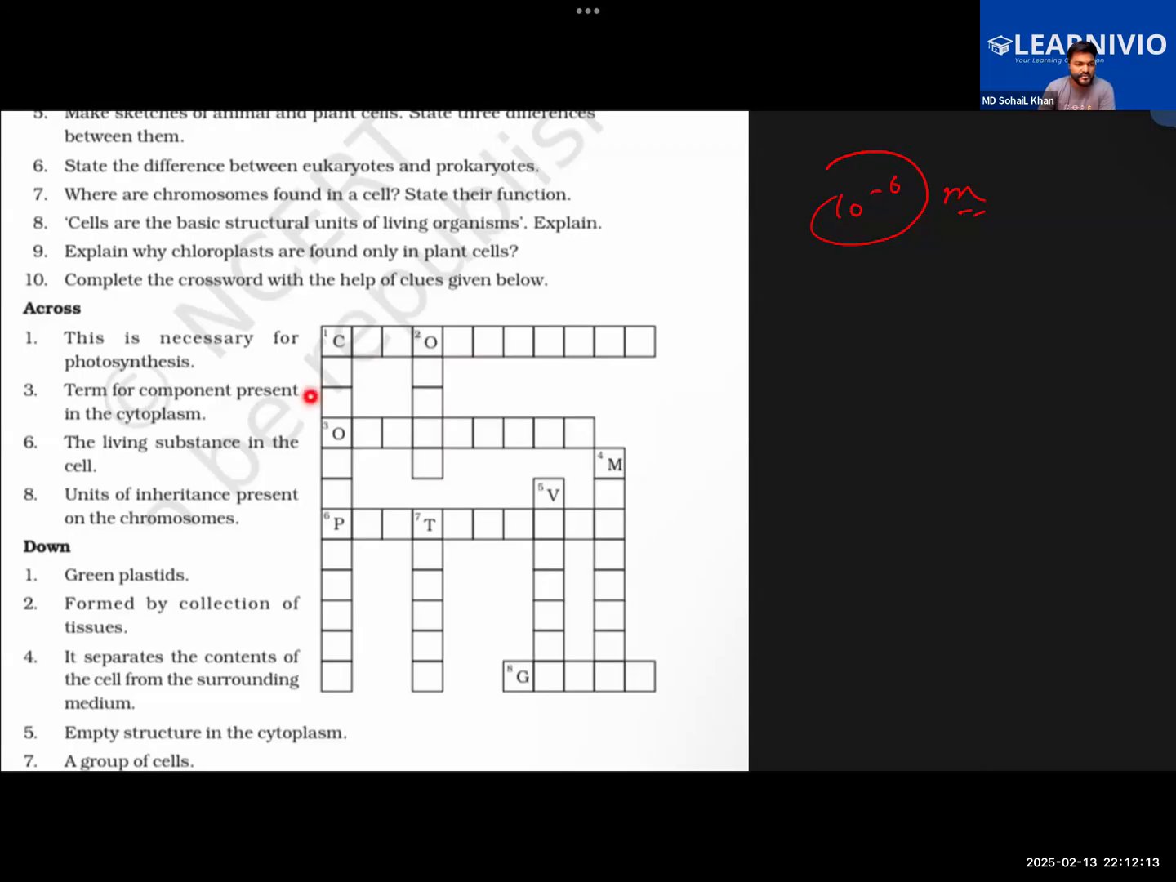A term for component present in the cytoplasm, the third one. Organelles. Good. Sixth one, the living substance in the cell. That is protoplasm. Let me fill it also. Like this is protoplasm. Okay. Chloroplast. Yes. Next. Genes. That is genes. Good.